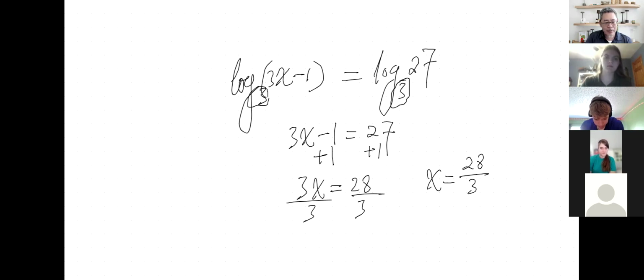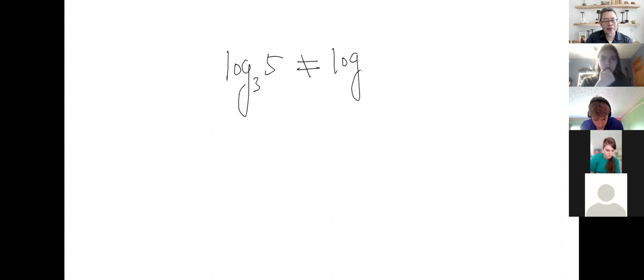otherwise this won't be equal. For example, the simple thing you can see here, log base 3 of 5 is not the same as log base 2 of 5. They won't be equal. You have to have the same base to have equality there. Okay, are we good on this? Yeah, Morgan?